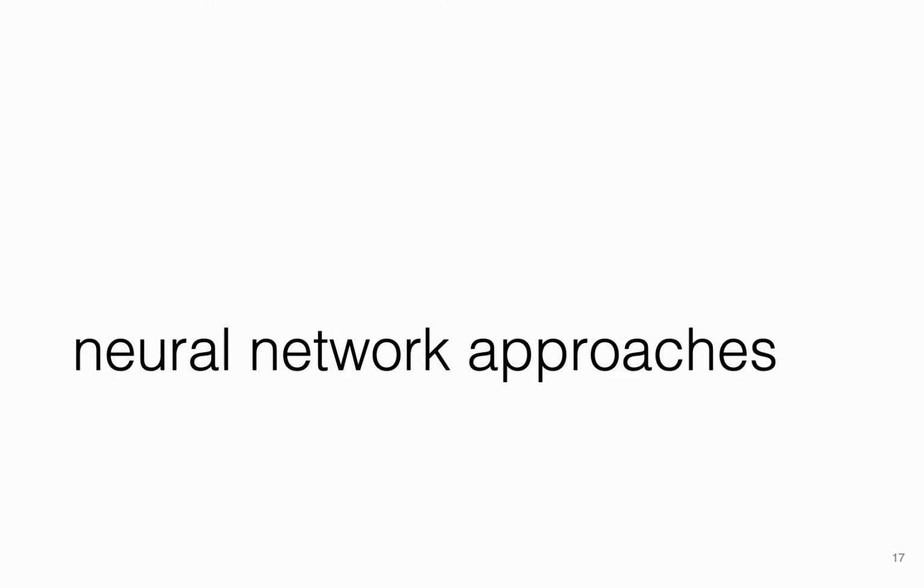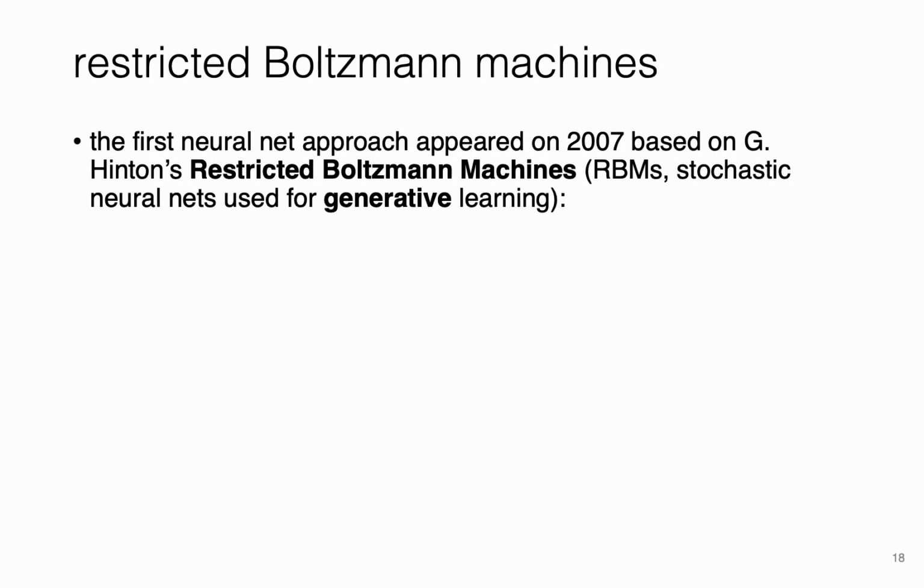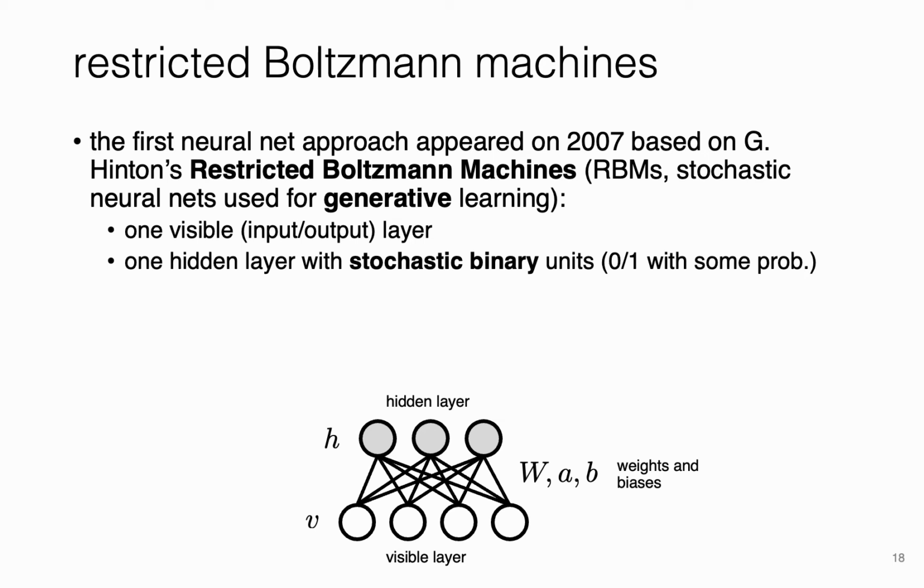We will now review a few neural network approaches for collaborative filtering. First is a technique based on restricted Boltzmann machines. This was actually the first neural network approach that appeared during the Netflix Prize competition. So we will gently introduce restricted Boltzmann machines, or RBMs, which are stochastic neural networks used for generative learning. They are quite simple. They have a layer called visible that acts as both the input and the output layer.